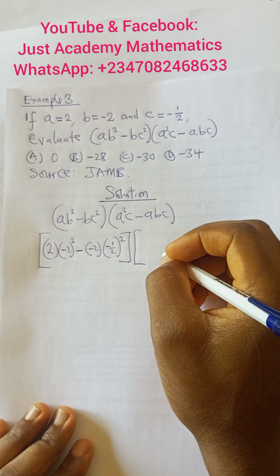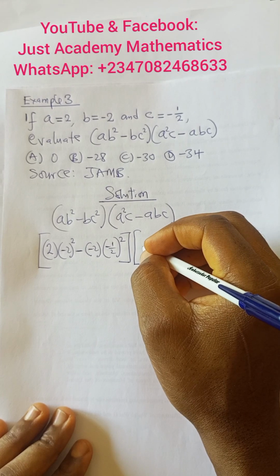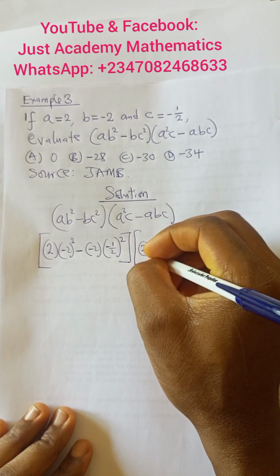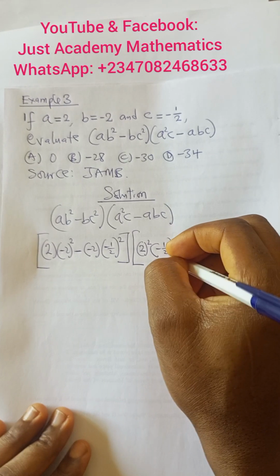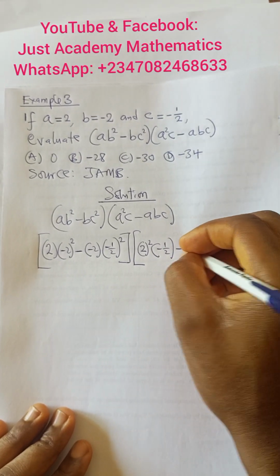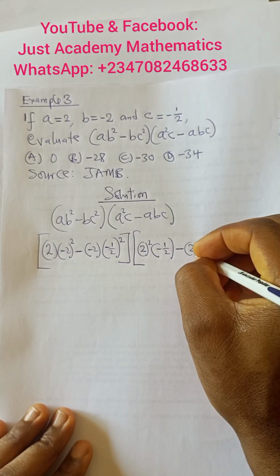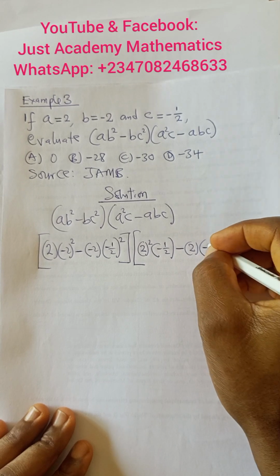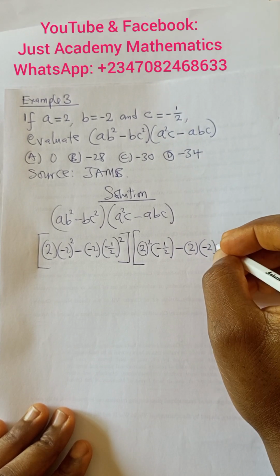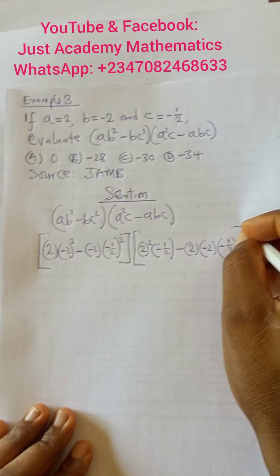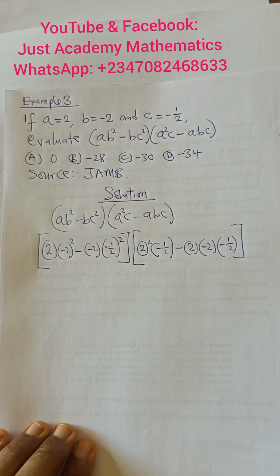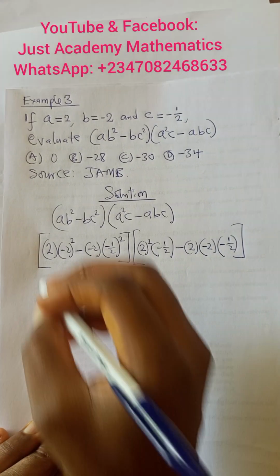Then for the second bracket, A is what? A is 2. Then square. C is what? Minus 1 over 2. Minus A is what? 2. B is what? Minus 2. And C is what? C is minus 1 over 2. We close the B bracket. Are you following? So we begin to solve.